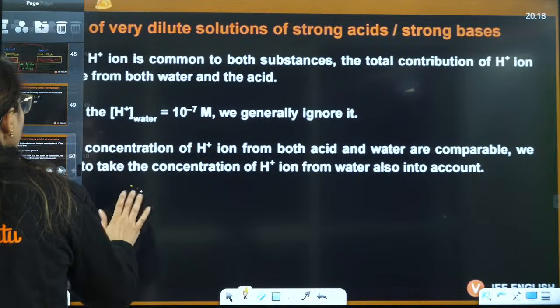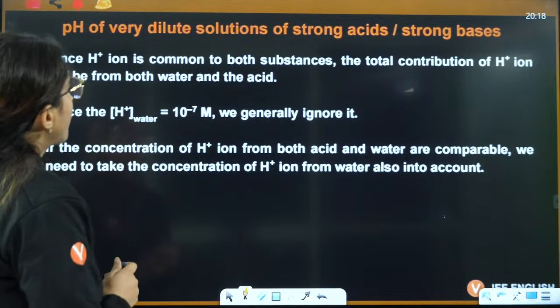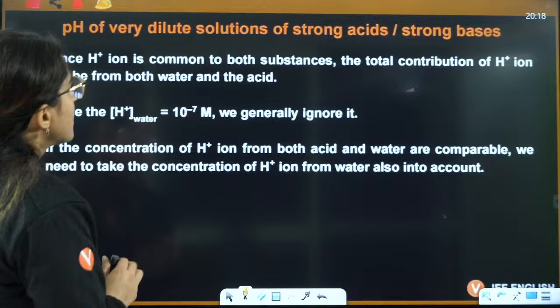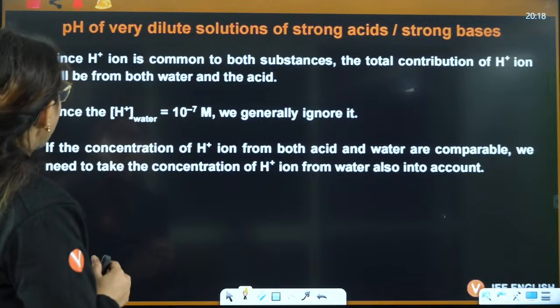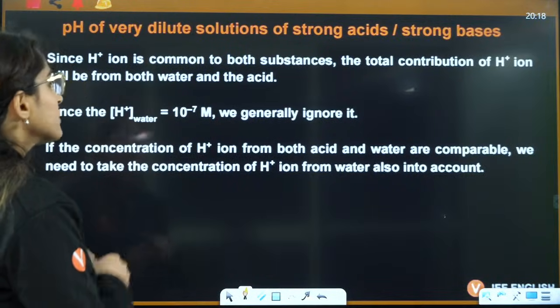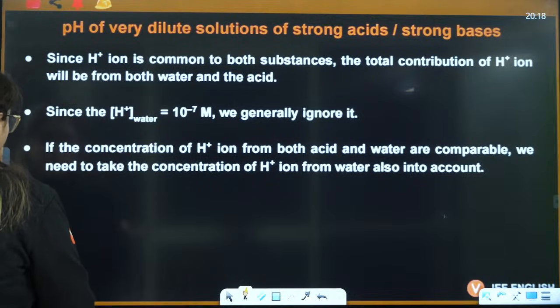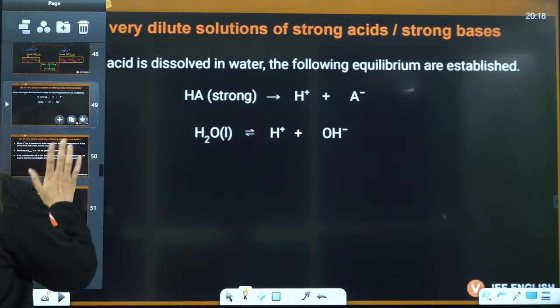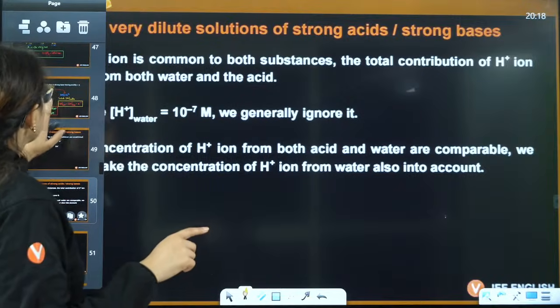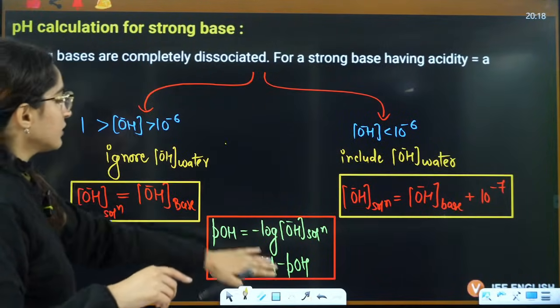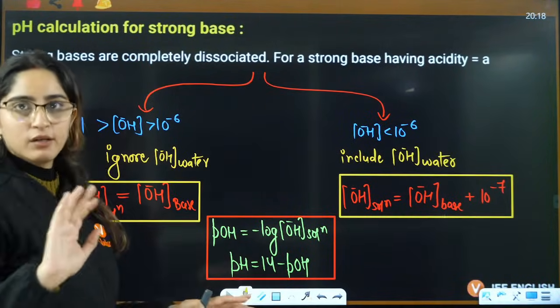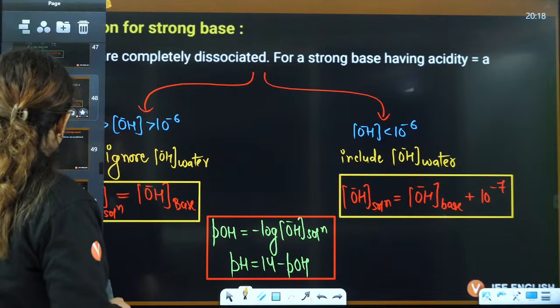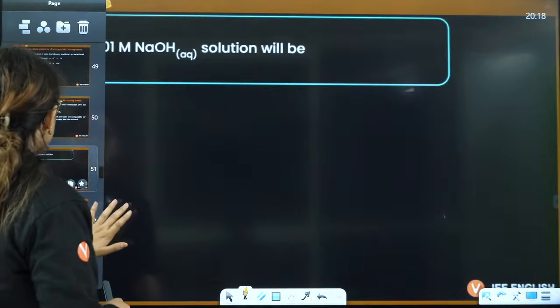This also we have done. So this is common to both the substances. The contribution of H positive ion will form from both this and this. Beta, this all we have done, okay? We have done this. It's just that what I have told you in the form of this chart is written in the form of theory, okay? Okay, let's do this question.